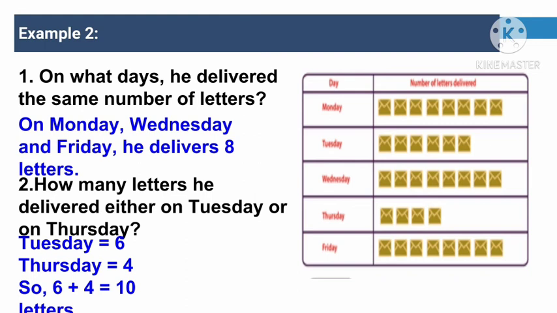Okay. Second question. How many letters did he deliver either on Tuesday or Thursday? If you have a question like this, either-or means you have to add those things. So here you have to add the number of letters delivered on Tuesday and Thursday, which is 6 plus 4. So he has delivered 10 letters.